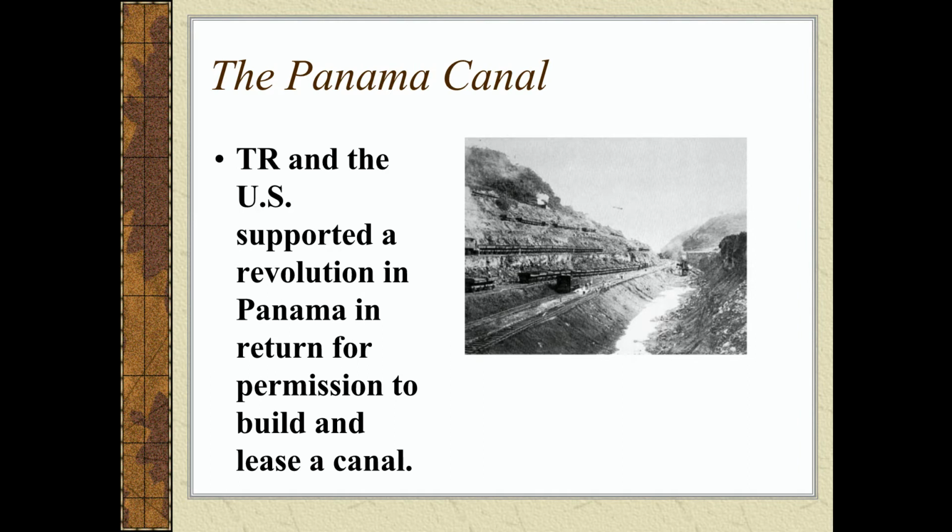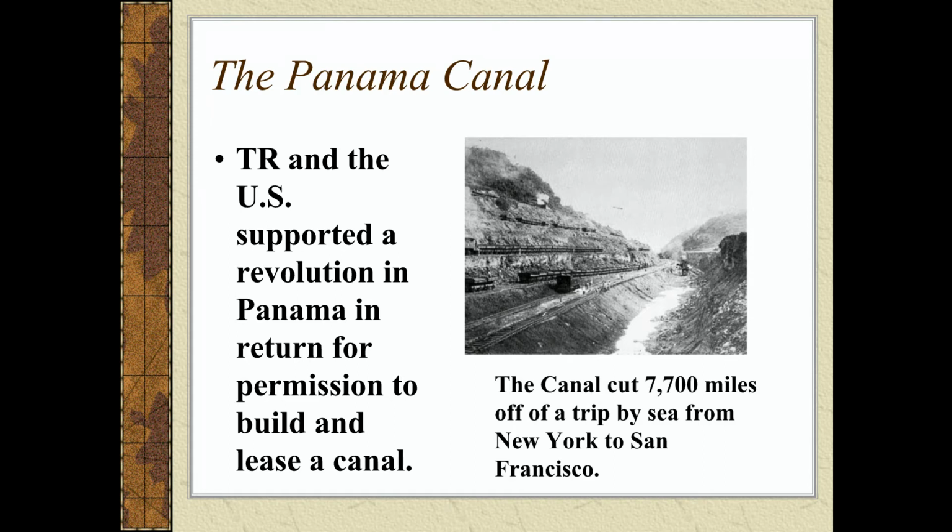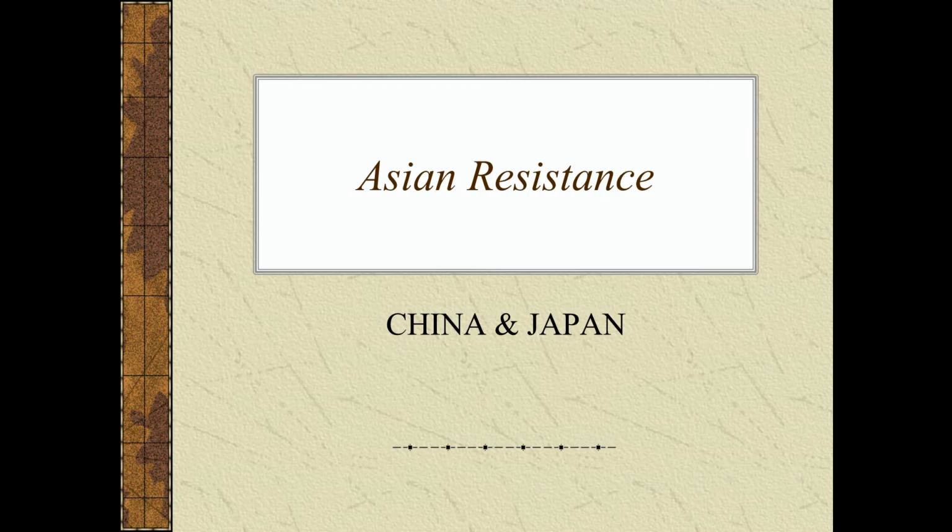Theodore Roosevelt and the U.S. are going to support a revolution in Panama so that they can get freedom from Colombia. Once they do that, Panama is going to give them permission to build and lease the canal. The canal is going to cut almost 7,700 miles off of a trip by sea from New York to San Francisco, which we just looked at that route. That's going to be it.